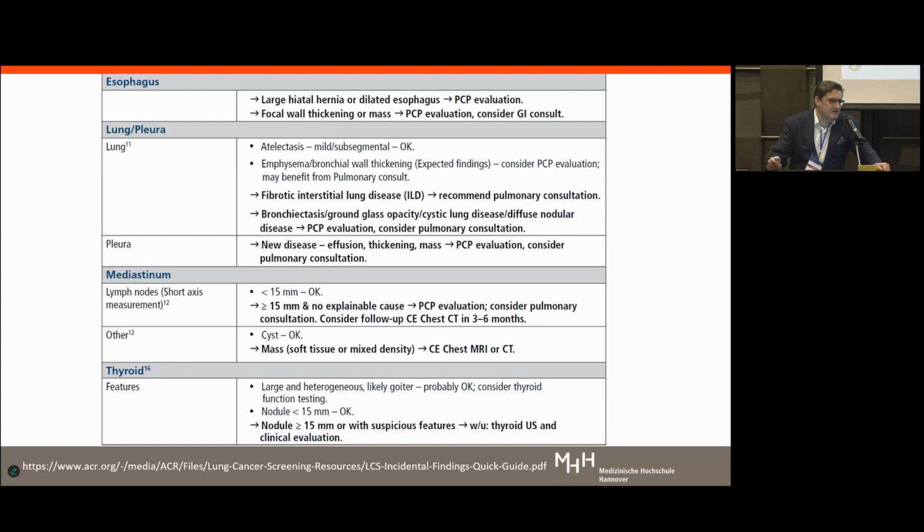Lymph nodes, if they're large, you should report them, but I think this is part of the reporting system anyway. Thyroid, I mean, we're very, very conservative on the thyroid. Goiter is endemic in Germany due to the low iodine concentration in the drinking water. So we only report it if we can see an obstruction of the trachea.